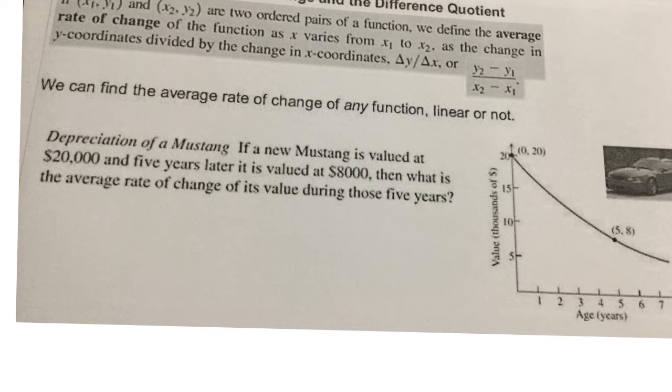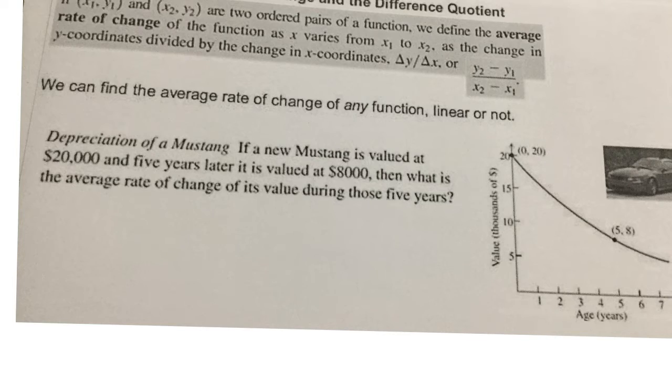We're finding the average rate of change, and then we're going to use what's called the difference quotient. We can find the average rate of change of any function, linear or not. So, depreciation of a Mustang. If a new Mustang is valued at $20,000 and 5 years later it's valued at $8,000, what is the average rate of change of its value during those 5 years?